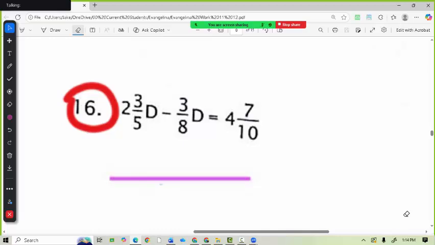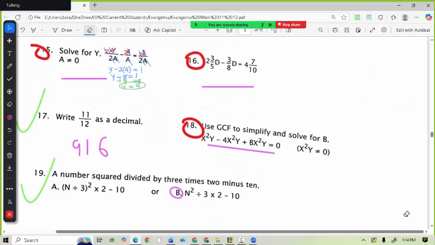For 16, you're going to change them into improper fractions. And then again, you're going to eliminate the denominators. Find the least common multiple for 5, 8, and 10. Multiply every term by that, and then the denominators will not be there anymore.